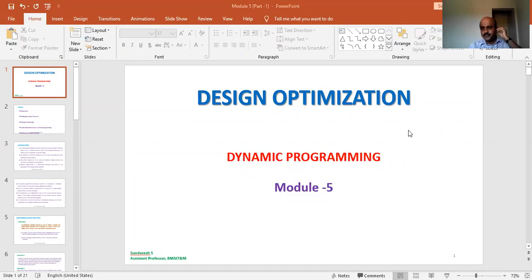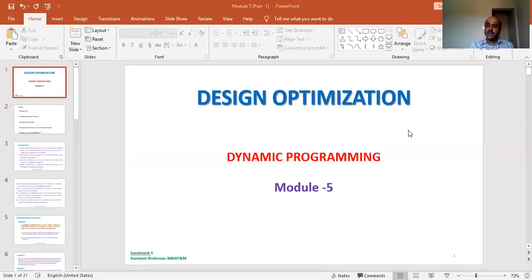So in module 5, we need to discuss the concept called dynamic programming. Let me give a brief description of this concept. Basically, dynamic programming is a multi-stage decision process. In the sense, when we have to make multiple decisions at various stages of engineering applications, we can use this concept called dynamic programming.